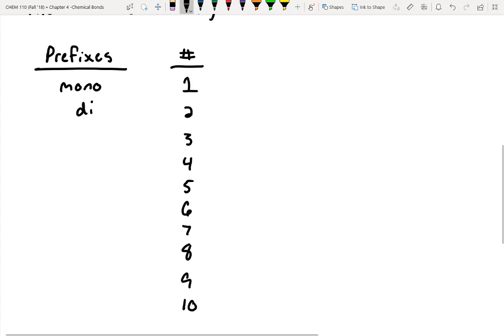All right, what about 3? Tri. All right, what about 4? This is another tricky one. It's actually tetra. Again, students will say, well, why don't we call it quad? You think about like an ATV, people will call those quads because they have 4 wheels. Science is weird, we prefer tetra over quad.